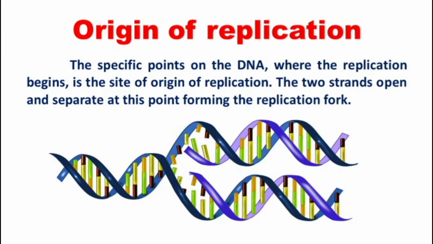Origin of replication. The specific points on the DNA where the replication begins is the site of origin or site of replication. Already we have studied it is a double helix structure which is coiled in nature. The replication of DNA, that is the duplication process, will be initiated at a specific point which is called the origin of replication or site of replication. The two strands open and separate at this point, forming the replication fork.